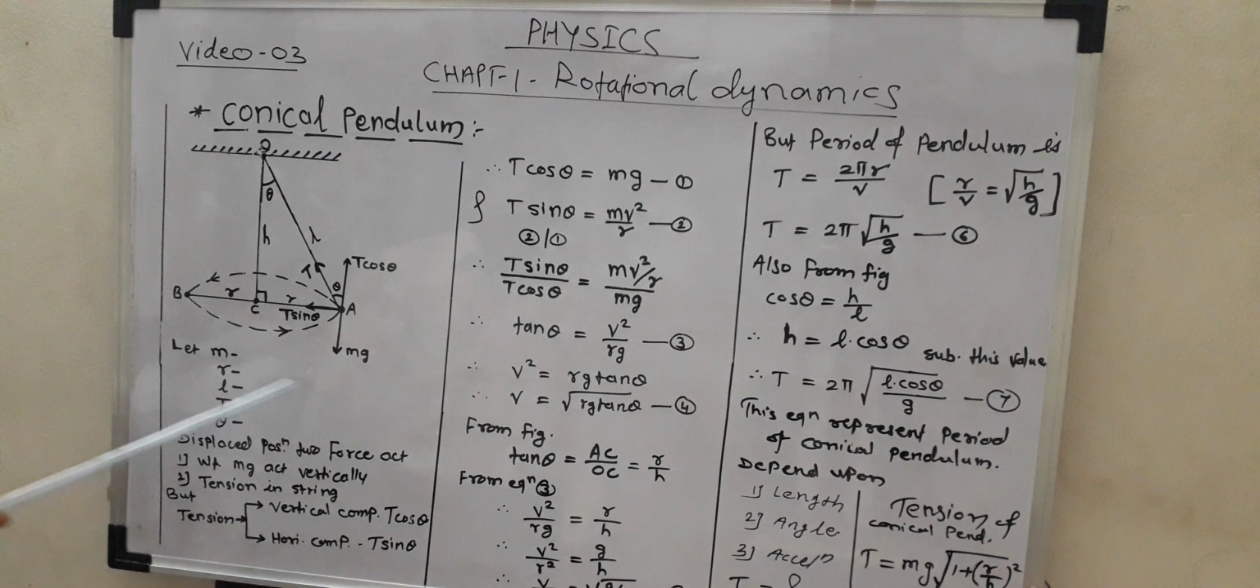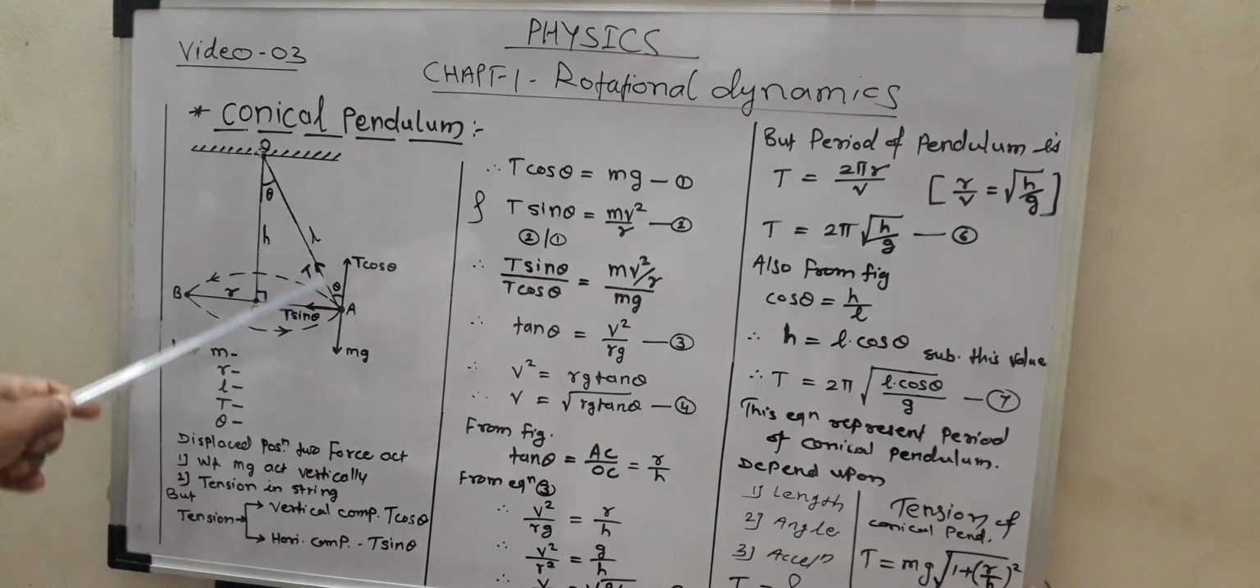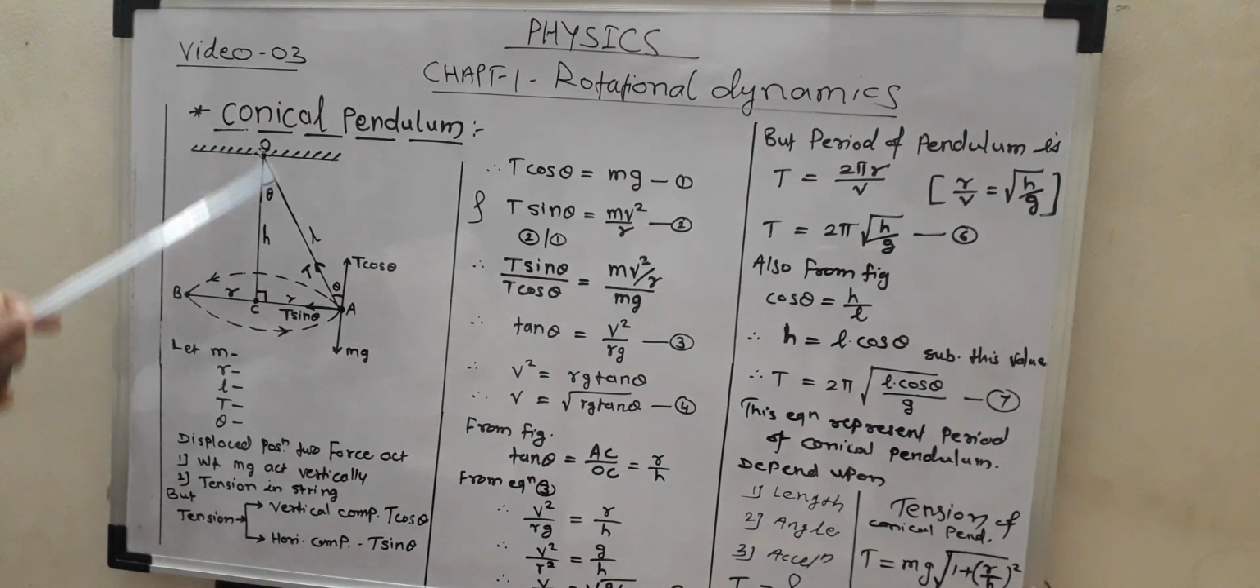Let m be the mass of this pendulum, r the radius of the horizontal circular path, l the length of the pendulum, T the tension in the string, and this angle theta the inclination with the fixed rigid support.